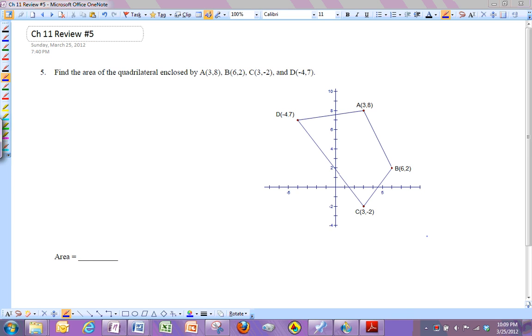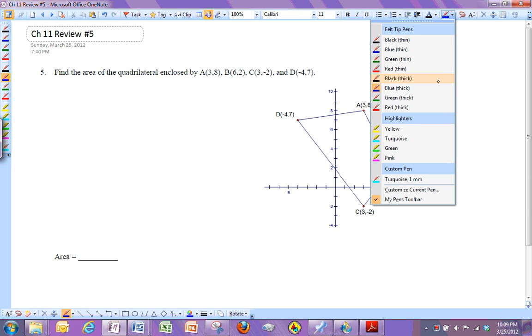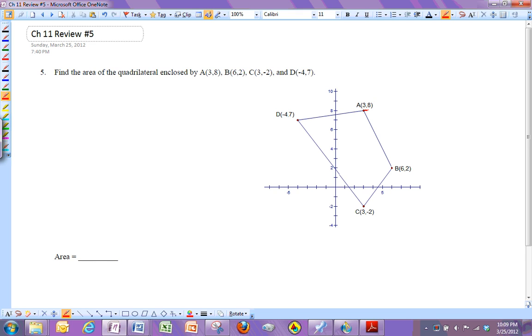Alright, so number 5 from the Chapter 11 review is one of these quadrilaterals on a graph that you have to find the area for. So again, a good plan for these problems is always draw slope triangles. So let me do this. I'll do this one in red. So if I build one here, when I go across, the x's change, so 3 to 6, that's 3, and then going up and down, the y's change from 8 to 2, so that's 6.